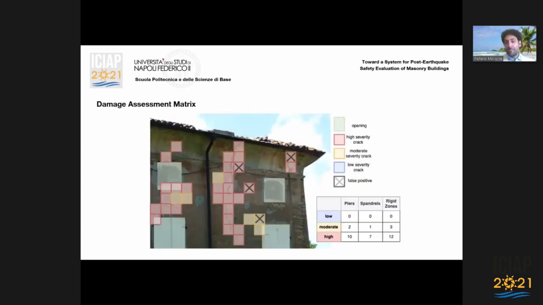The reported figure shows how the interaction between the zone labeling and the crack detection provides the final output of the proposed approach. The damage assessment matrix here in the bottom side of the slide provides a quick overview of what our system detected. In particular, it highlights the location of the parts, the spindle, and so on. Technicians then can use this form to easily fill in the information required by the assessment form.